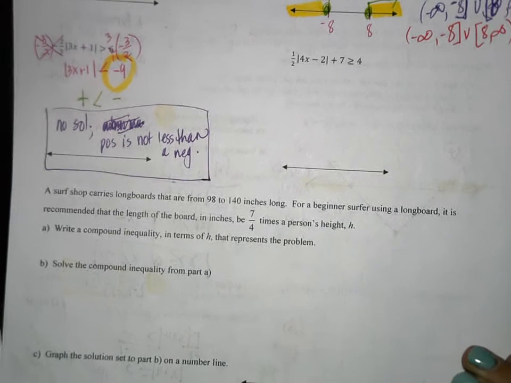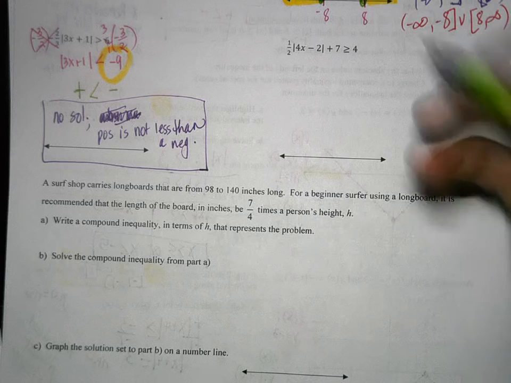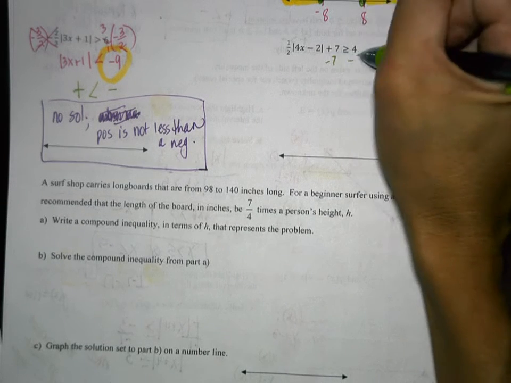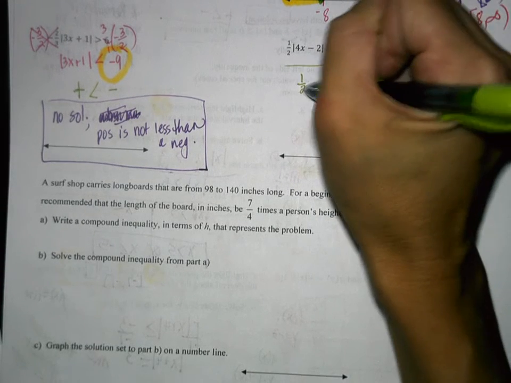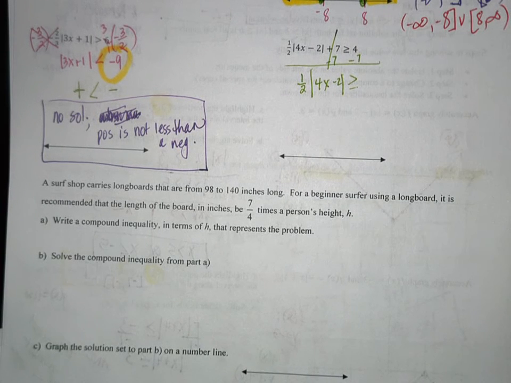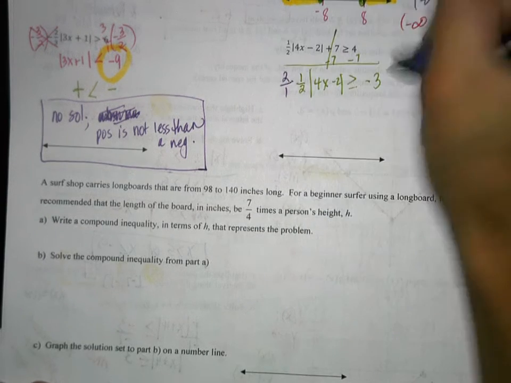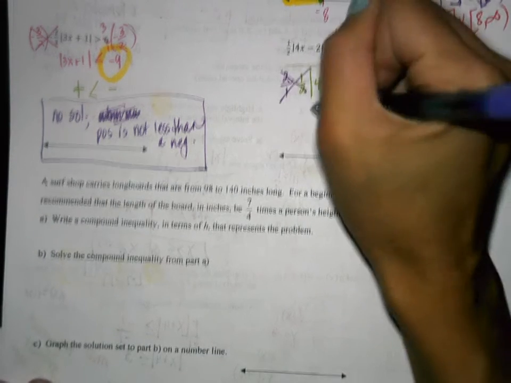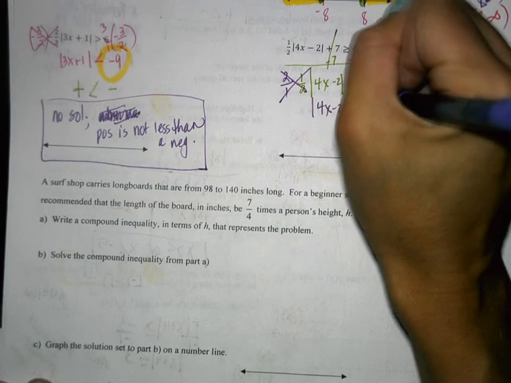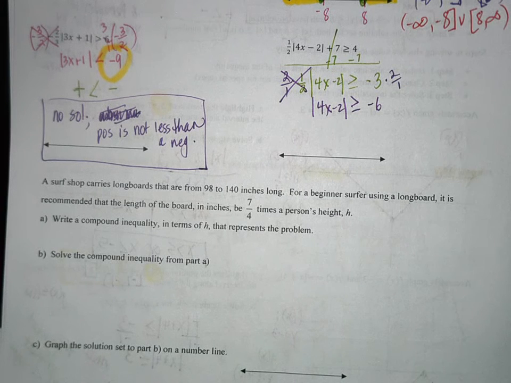Okay. Other side, what am I going to do first? Minus 7. First, subtract 7. Okay? 1/2 absolute value of 4x minus 2 is greater than or equal to, and what is 4 minus 7? Negative 3. Very good. What will I do next? Multiply by the reciprocal, which is 2 over 1. Okay, when I do that, I get the absolute value of 4x minus 2 is greater than or equal to negative 6.